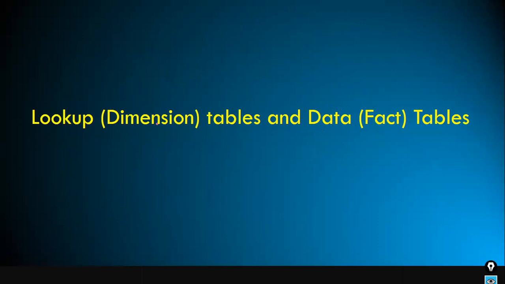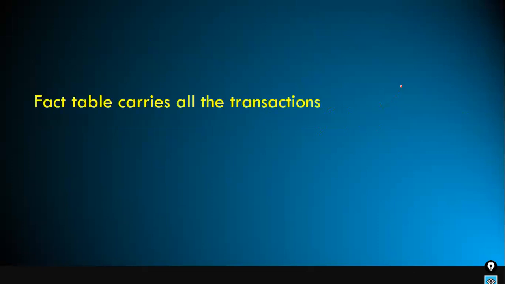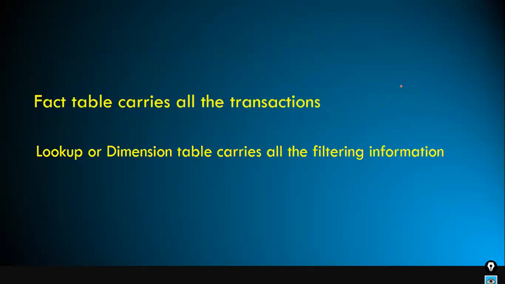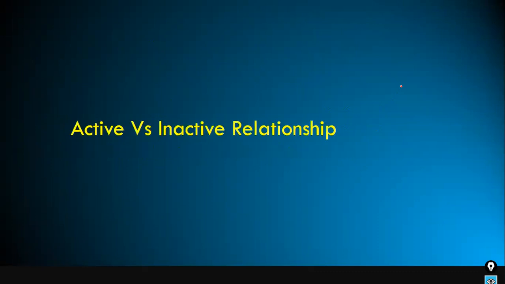The lookup table, the dimension table, is also called the lookup, and the transaction tables are called fact tables. The fact table carries all the transactions. The lookup table consists of all the filtering information. All these things I discussed a while back.